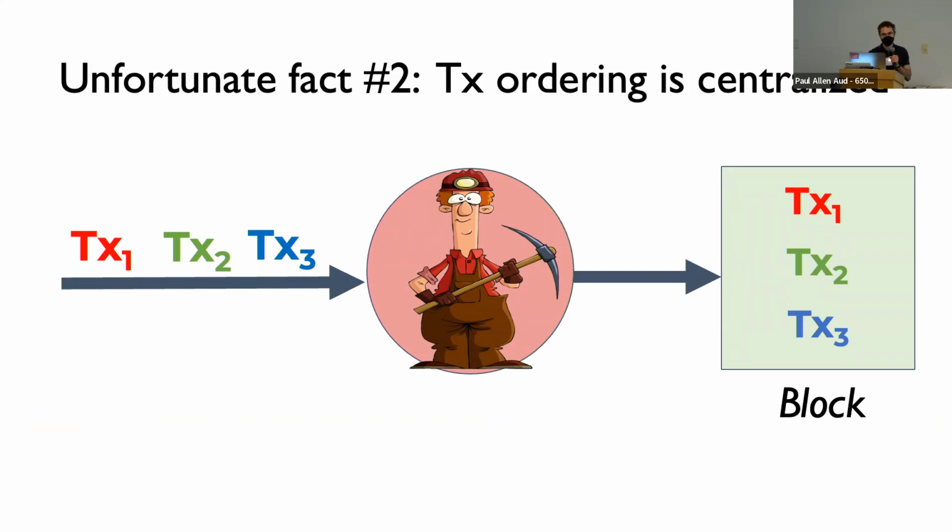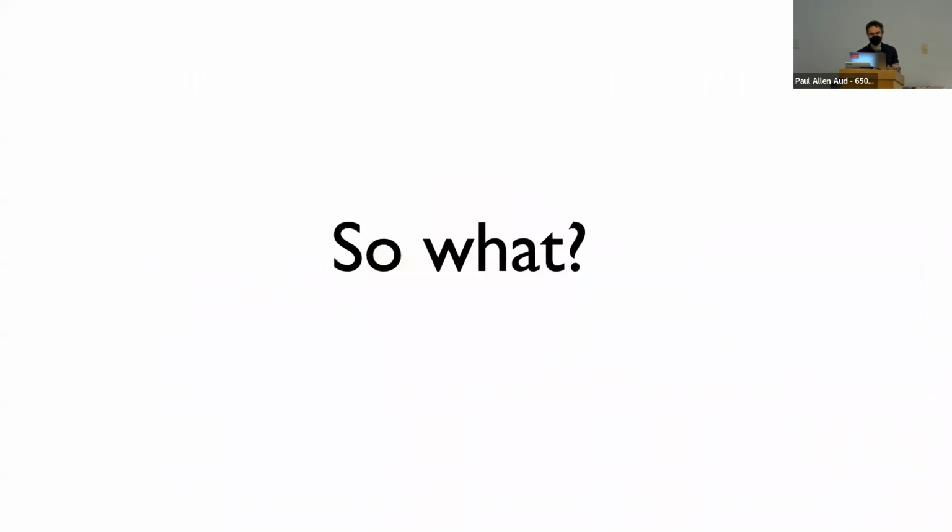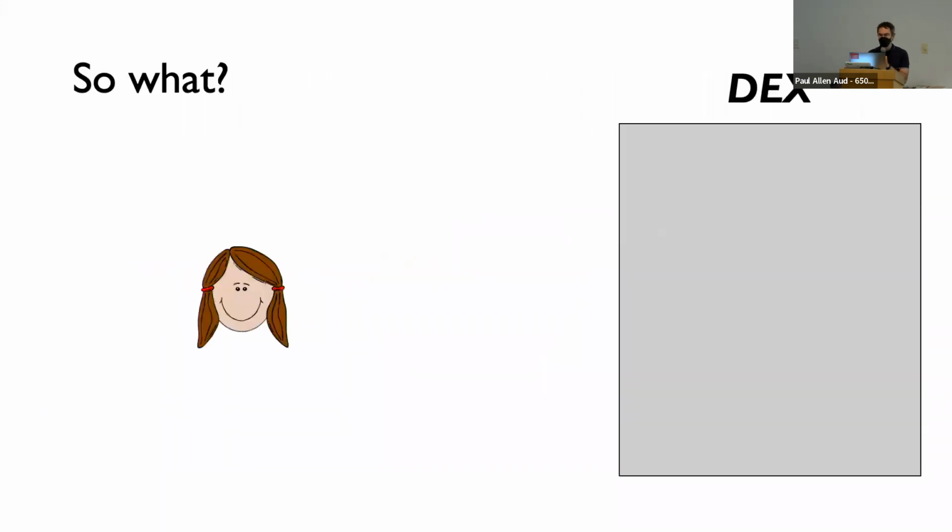So for instance, transactions may be inserted into the mempool in the order red, green, blue. If the miner decides that it wants to flip the green and the blue transactions, it can do that. And it can do it unilaterally. So again, it's up to the miner how these things get ordered. Okay, well, I present these two unfortunate facts. So what? In what respect are they unfortunate? I think the best way to explain this is by way of an example.